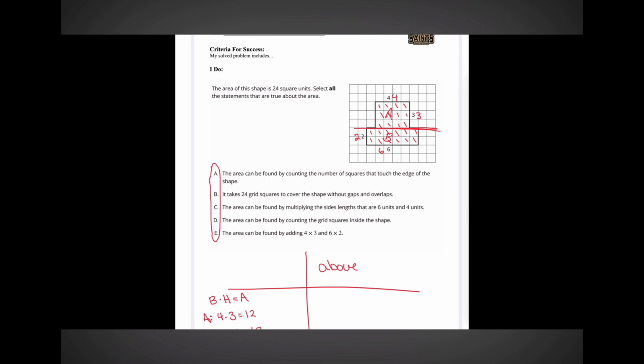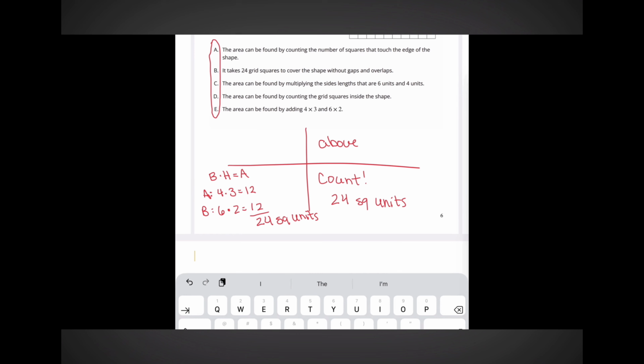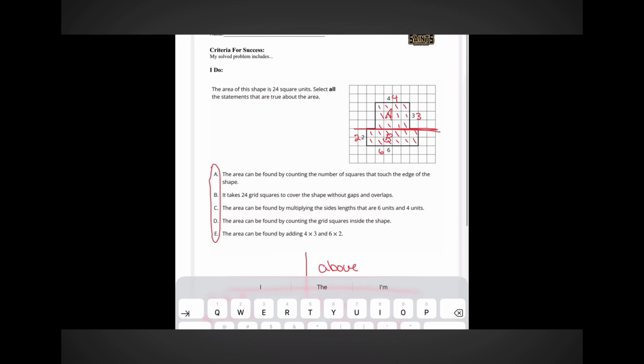So for my check, I'm going to count. And there were 24 what? Square units. Okay, fantastic. So I did my check. I did my calculations. I'm missing my sentence answer. This is a good time to go and look at what exactly it was asking me again. The area of the shape is 24 square units. Select all the statements that are true. So here are the statements.